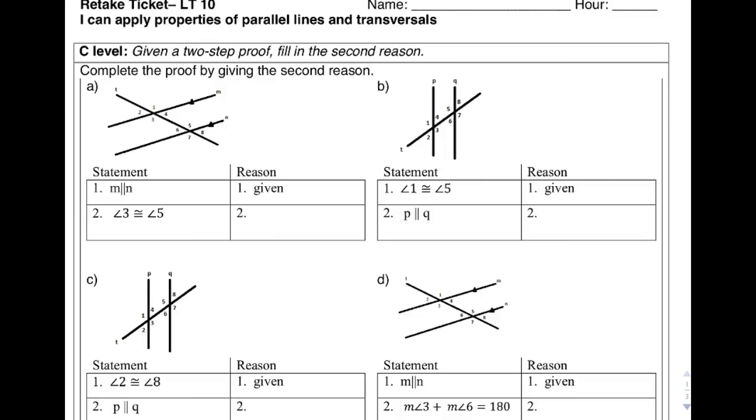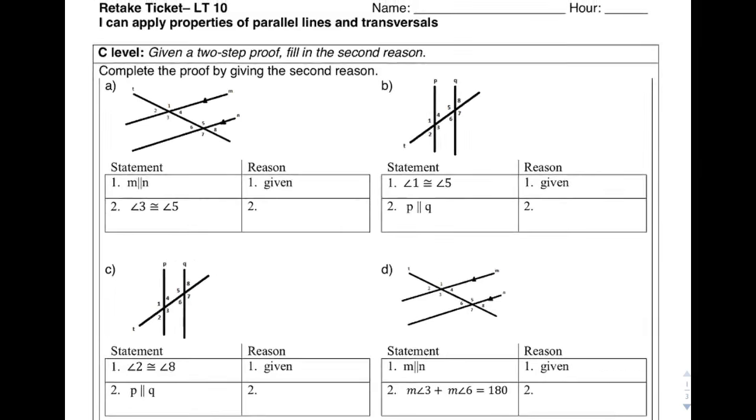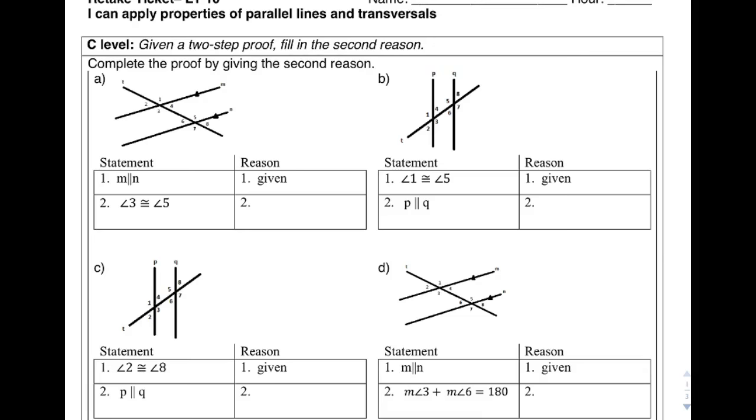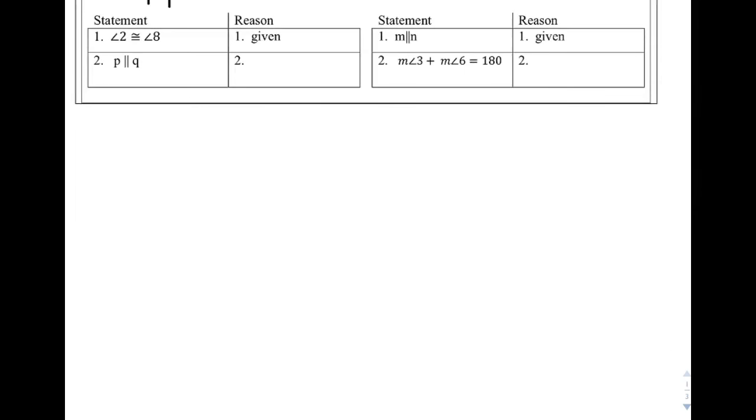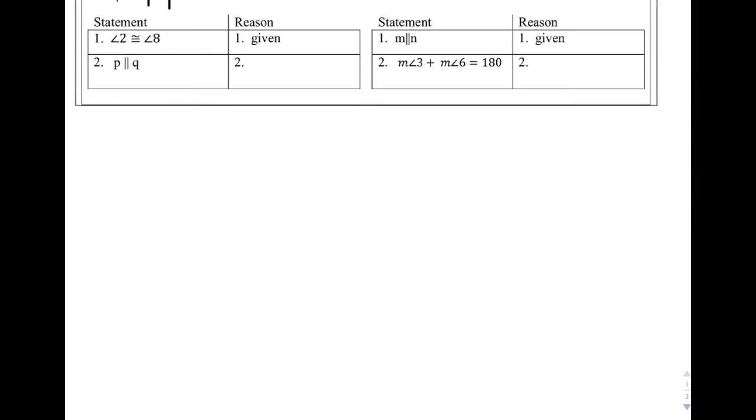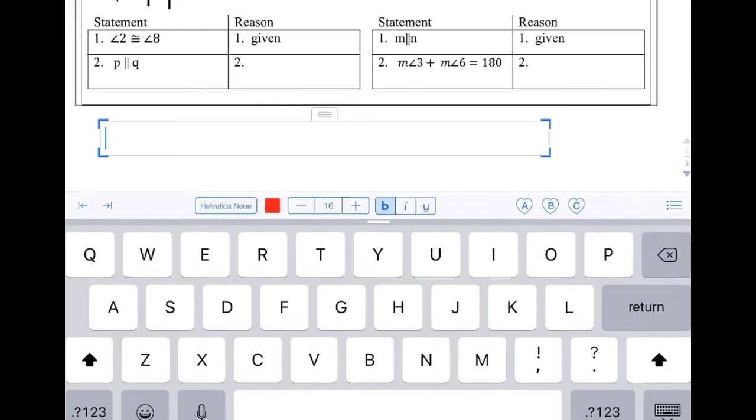All right, we're looking at learning target 10, retake ticket. In this learning target, we basically need to name angles. And so the first thing I'm going to do is just write down a list of all the angles that we could possibly use below this box here.